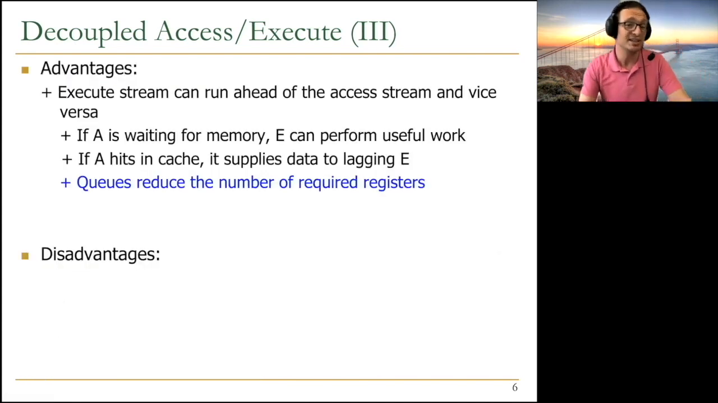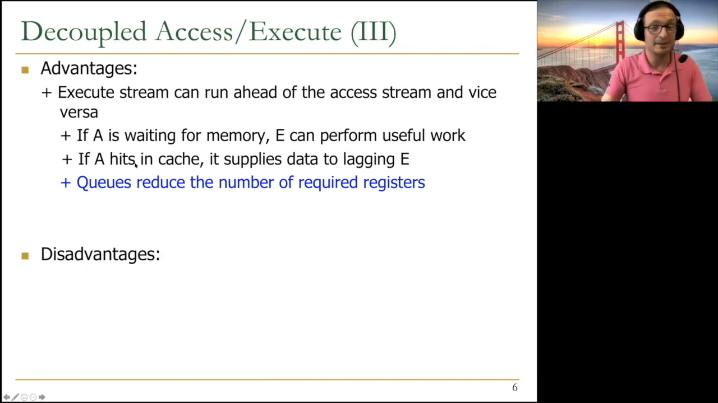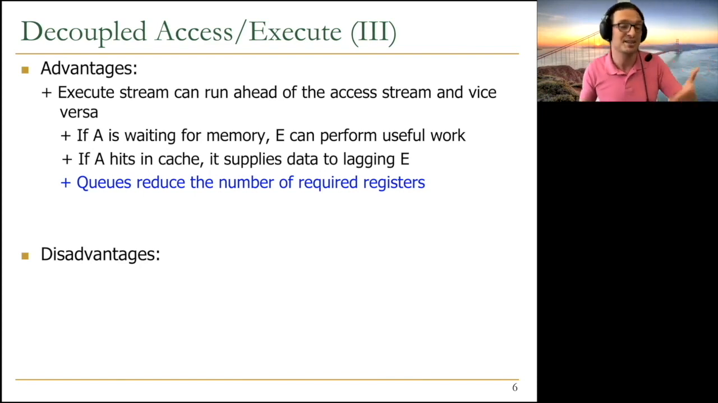The big advantage is that the execute stream can run ahead of the access stream and vice versa. If the access processor is waiting for memory, the execute processor can perform useful work. If the access processor, for example, hits in the cache and is not waiting for memory, it supplies the data to the lagging execute processor. Usually the memory accesses take longer, so usually execute can perform useful work, independent instructions, while the access processor is waiting.